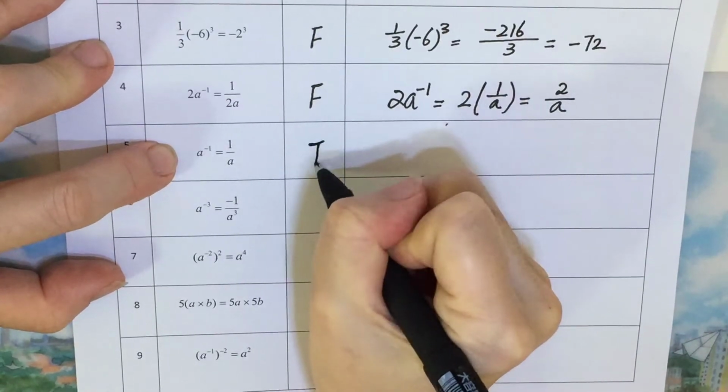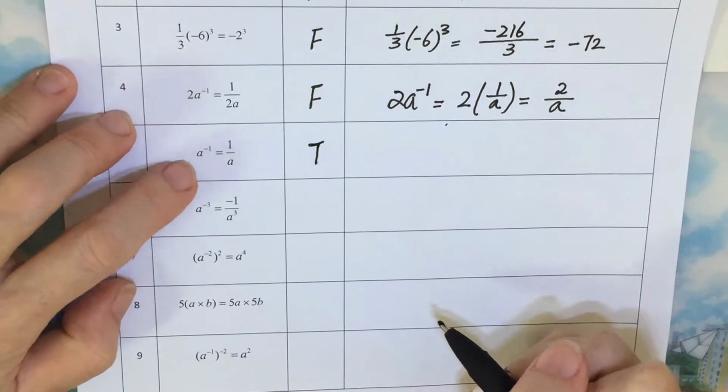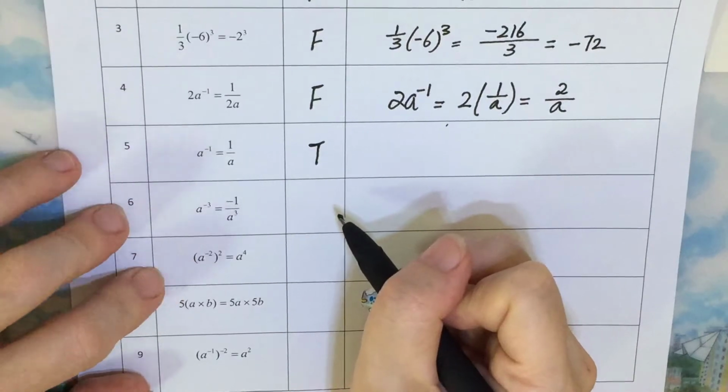Now this is the only true statement. Okay, on this page, this is the only true statement because a to the power negative 1 is just 1 over a. So if it's a true statement, we don't have to give the correct statement.